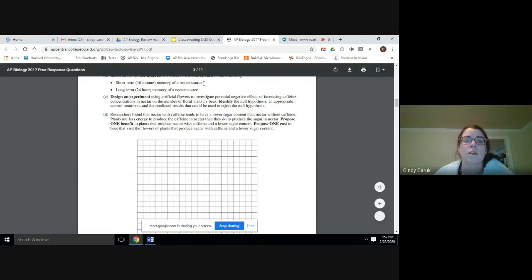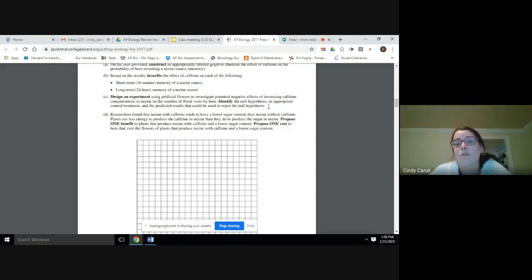What are you seeing? A short-term 10 minutes or a long-term 24 hours. You give a brief description of the experiment. You're identifying your null hypothesis, your control treatment, and predicting what could be used to reject the null hypothesis. So remember, for the null hypothesis, you're not able to set up a control group here. So you're setting up a hypothesis that if you reject, that is going to therefore support the alternative. So you would say there is no difference based on the amount of caffeine on how the bees' memory works. So again, here's one benefit, one cost.